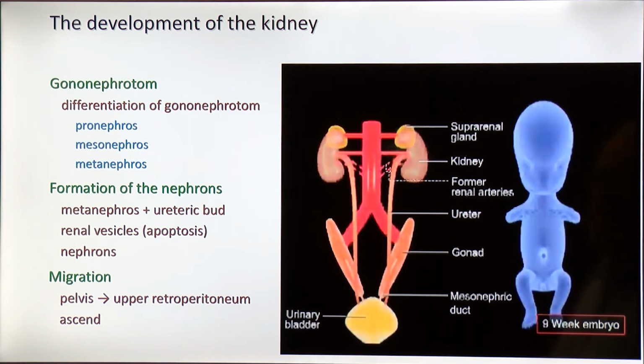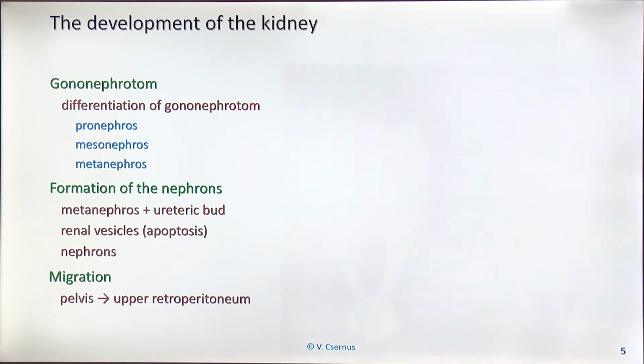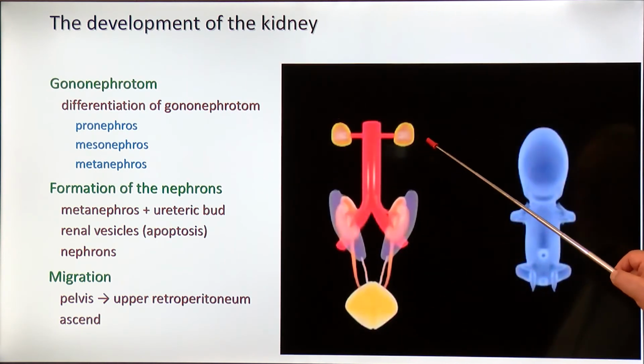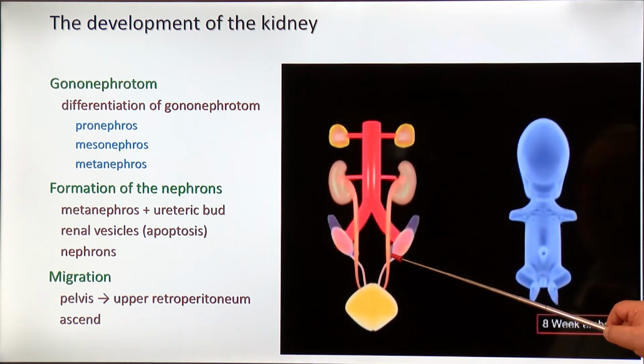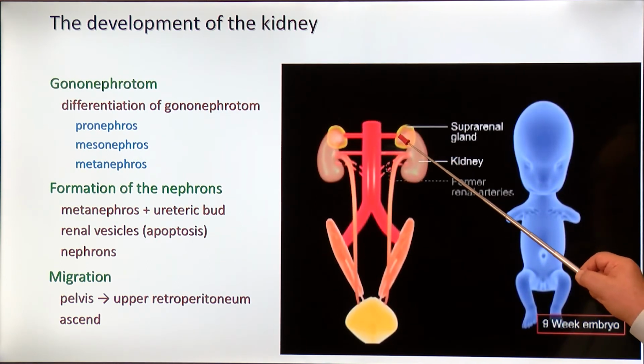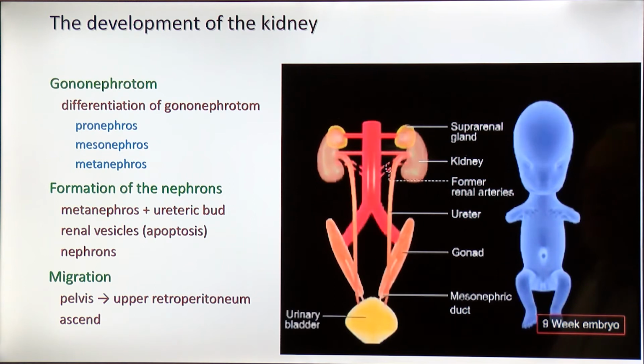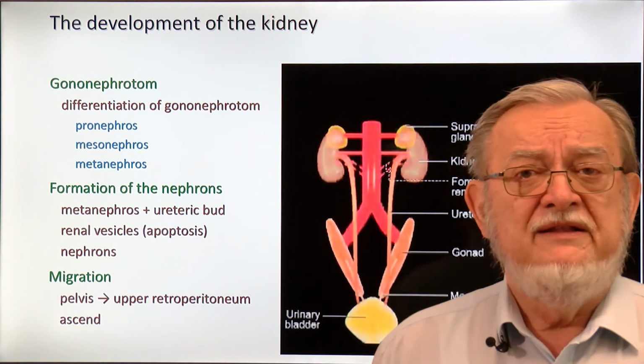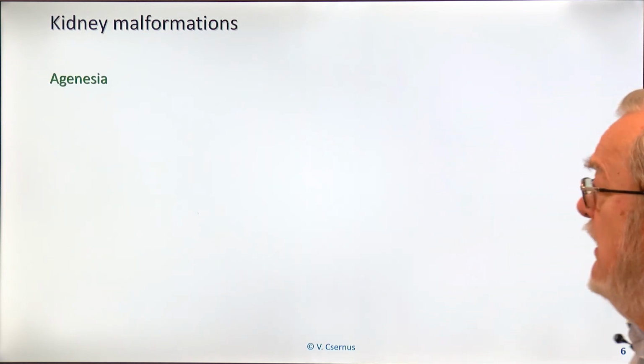This will be important to understanding a minor developmental malformation. This structure goes down at the same time as the kidney goes up. Once again, whatever goes down are the gonads, and whatever goes up, the kidney, will meet the suprarenal gland. So this is the short story of the development of the kidney.